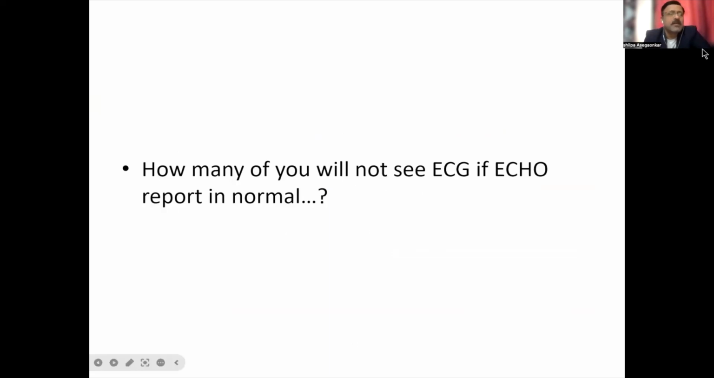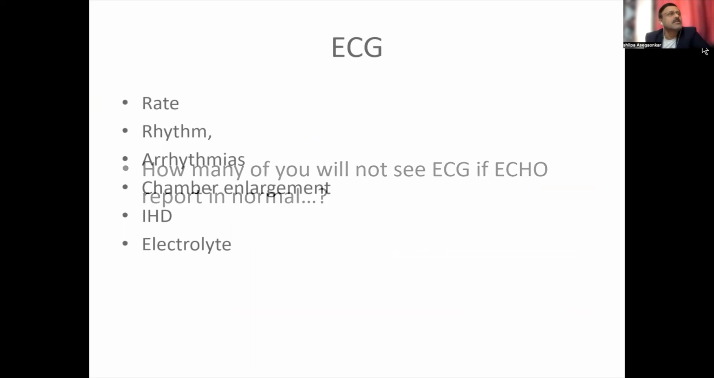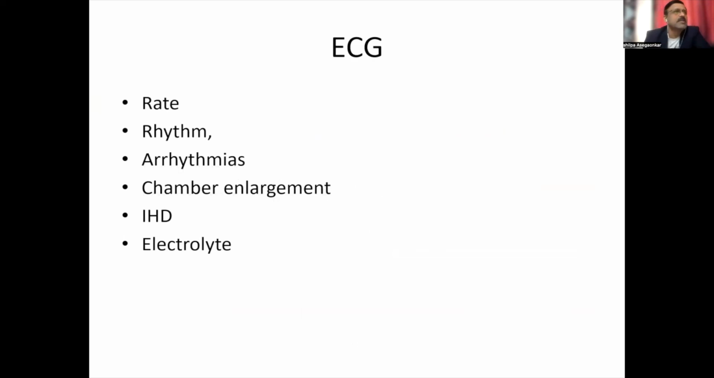But this, I feel, is not right, because our conventional teaching is that what ECG can teach us is rate, rhythm, arrhythmia, chamber enlargement, presence of ischemic heart disease, and electrolytes. But beyond that, ECG teaches so many things about the heart. And if you are a good ECG reader, you can find out so much information from ECG.